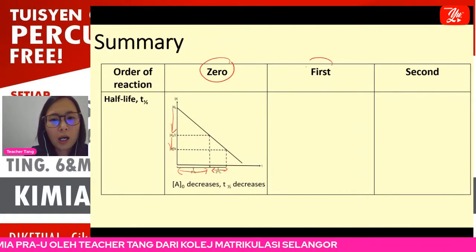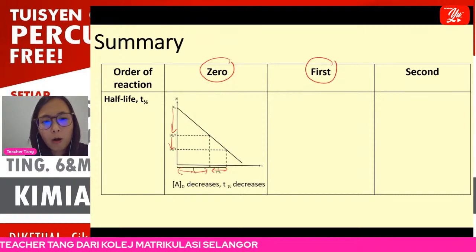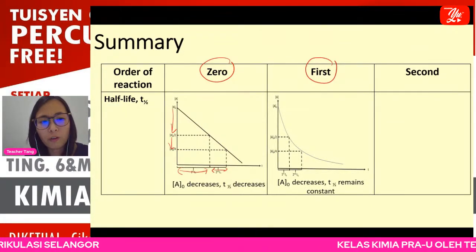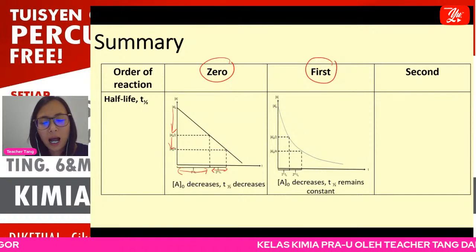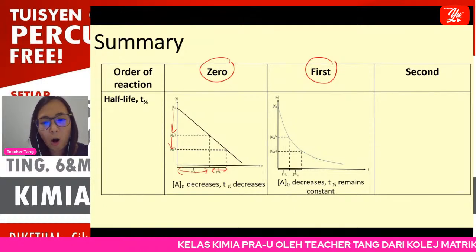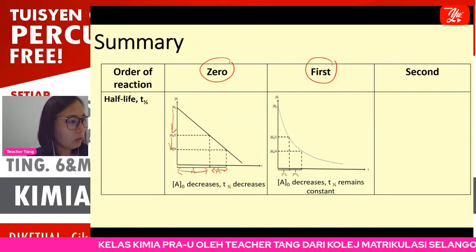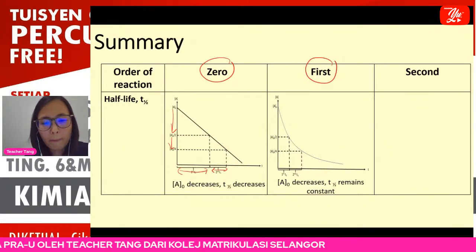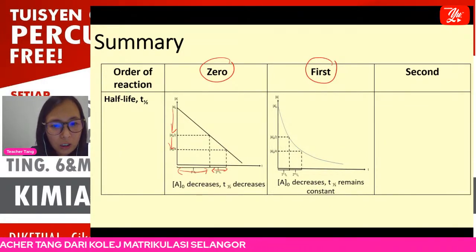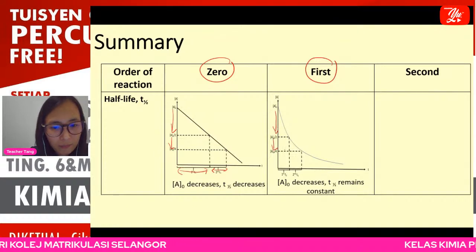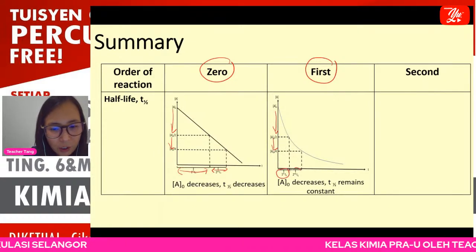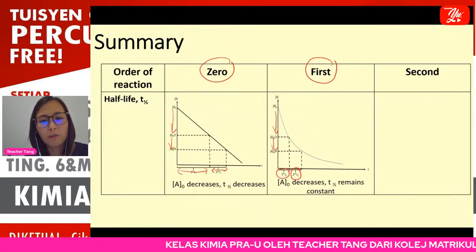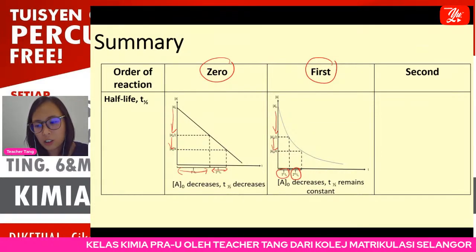For the first order, we still plot the concentration of A versus time graph, but for the first order reaction, the half-life is constant. So when the initial concentration decreases, the half-life still remains constant. This is the pattern for the first order reaction.